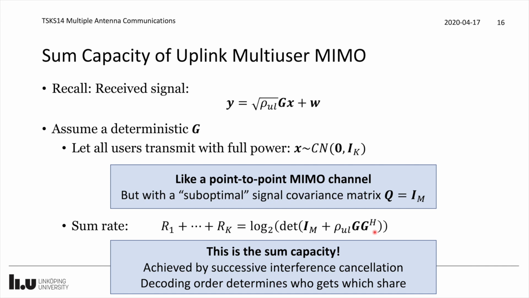That user is now having an interference-free channel, and will then get the full rate that it would be able to get without any interference at all in the system. And the sum rate here is always the same, irrespective of the decoding order of the users. But by deciding who's decoding when, we can determine how we should take this rate or capacity and divide it between the different users. That way we can create different operating points. The users that are decoding late are the ones getting the least effective interference, so they get a larger share of the sum capacity.